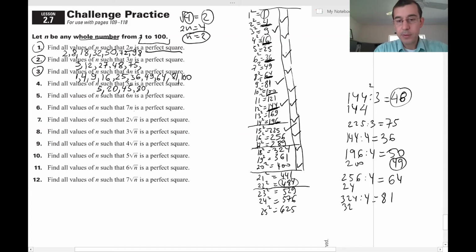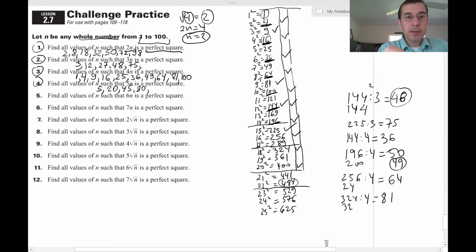441 and 484, so that's it. Those four are the values of n such that 5n is a perfect square: 5, 20, 45, and 80. Next is number 5. Find all values of n such that 6n is a perfect square.